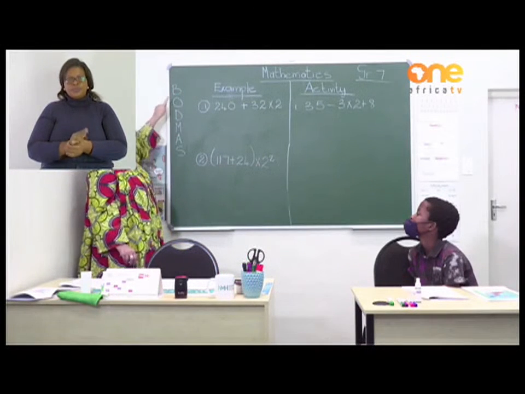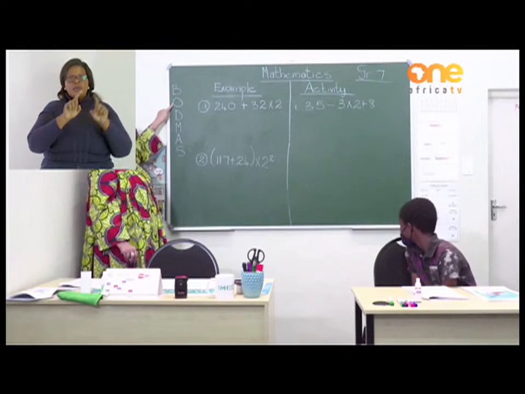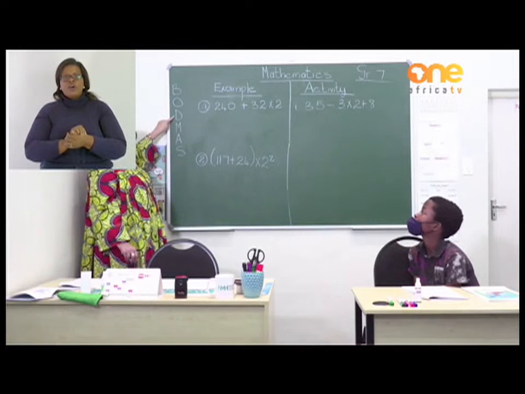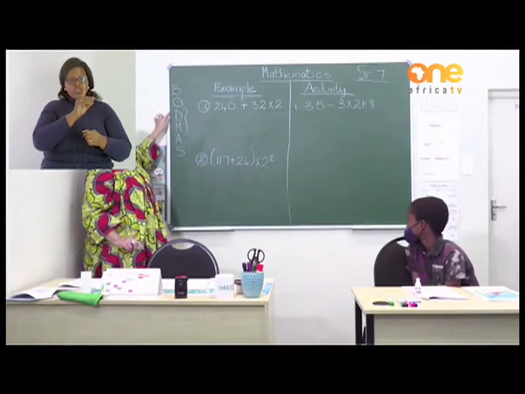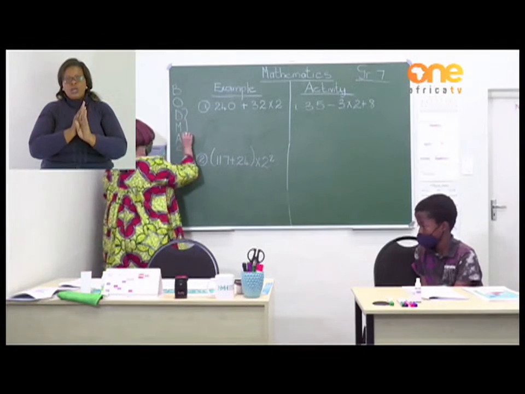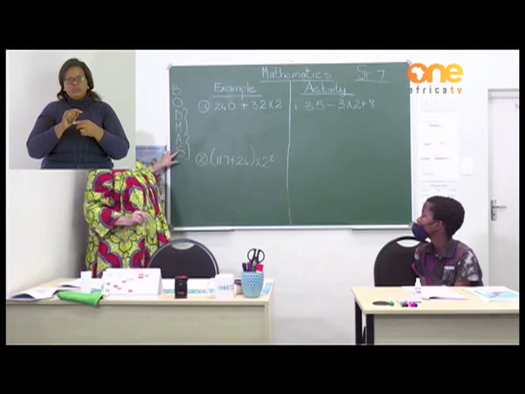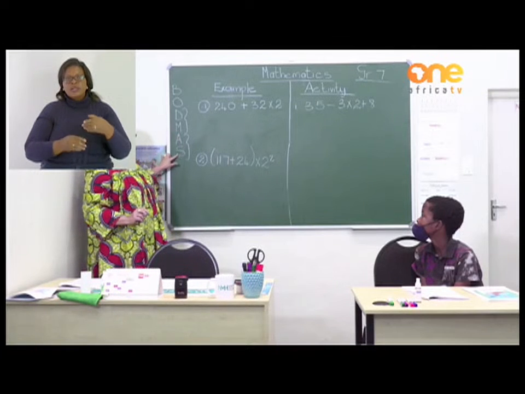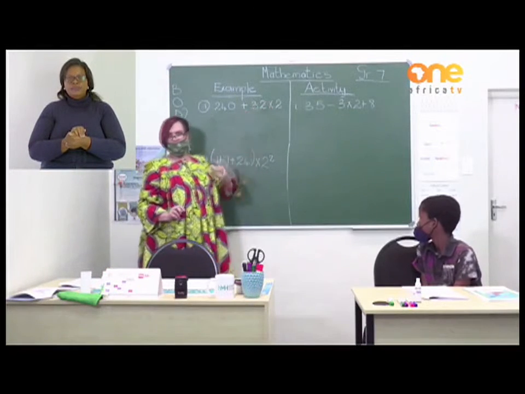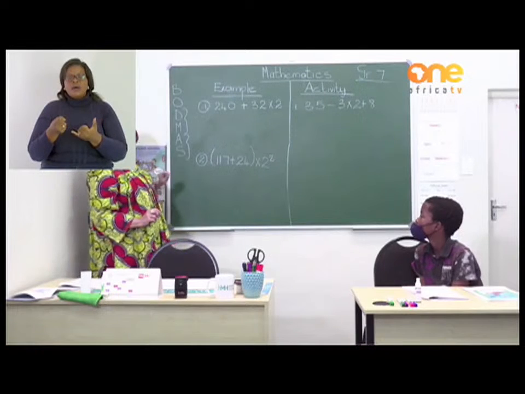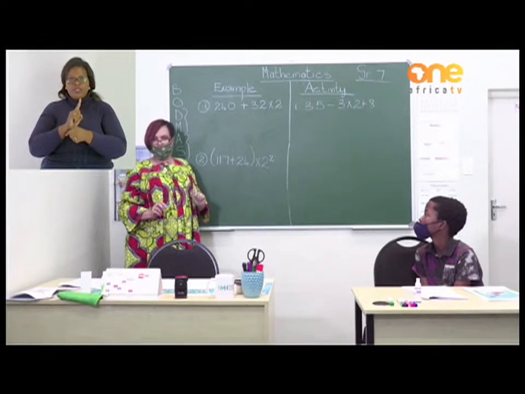According to BODMAS, remember, B for brackets, O for of, D and M in order from left to right, division and multiplication as well as addition and subtraction works from left to right. In this sum, I have addition and multiplication. So what will we do first? According to BODMAS, multiplication will be done first.